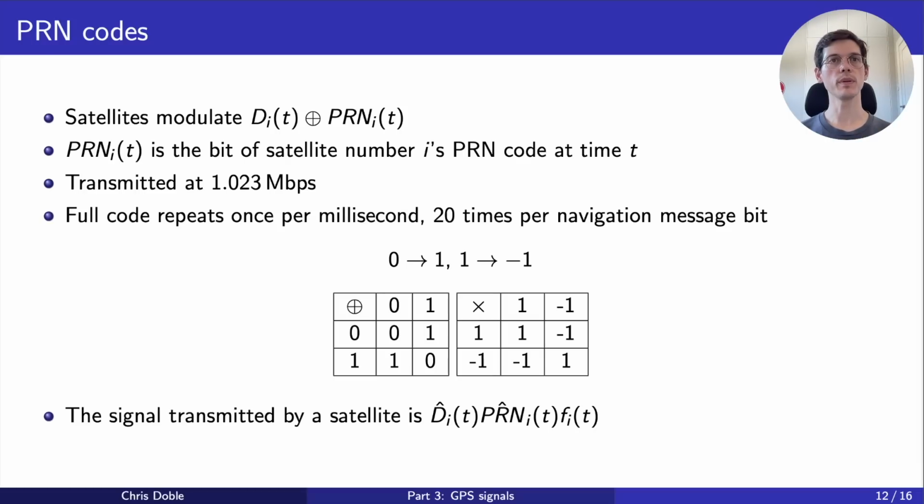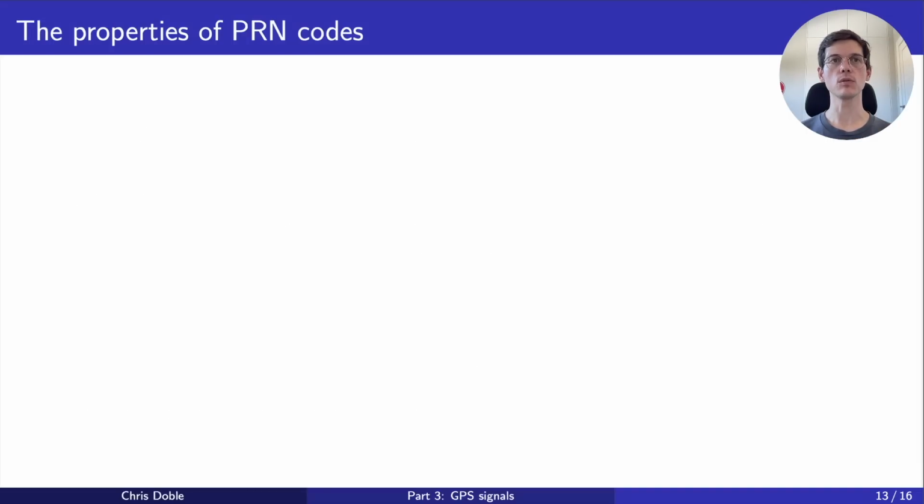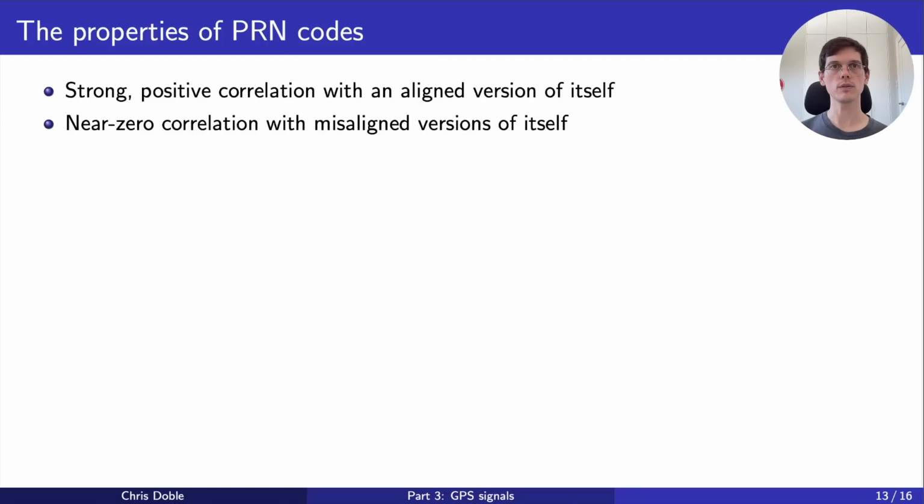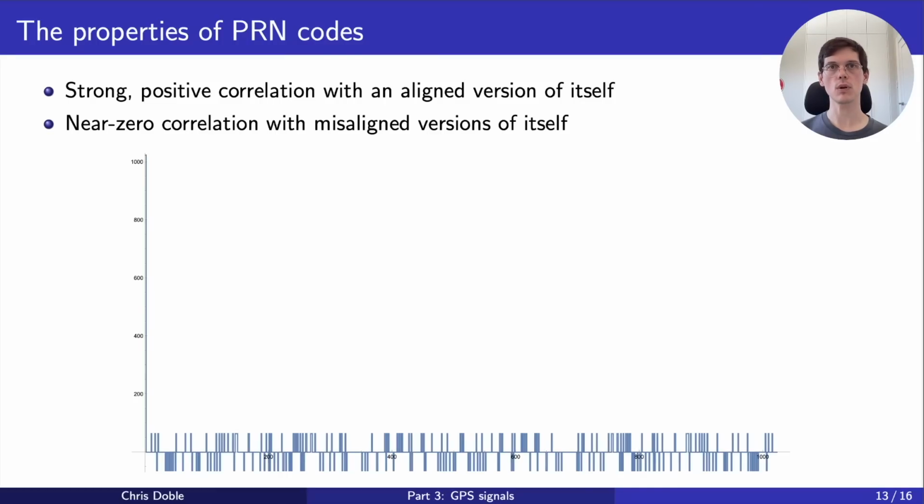So how does all of this help us distinguish signals from different satellites? Well, PRN codes have some interesting properties, and they're all to do with correlation. Firstly, a PRN code has a strong positive correlation with an aligned version of itself. But as we discussed in the previous video, that's true for any signal, so it's not too interesting. However, it has a near zero correlation with misaligned versions of itself. In other words, its autocorrelation function has a spike at 0 as usual, but it's near 0 everywhere else, as you can see in this graph. The spike's a little hard to see, but it's there.